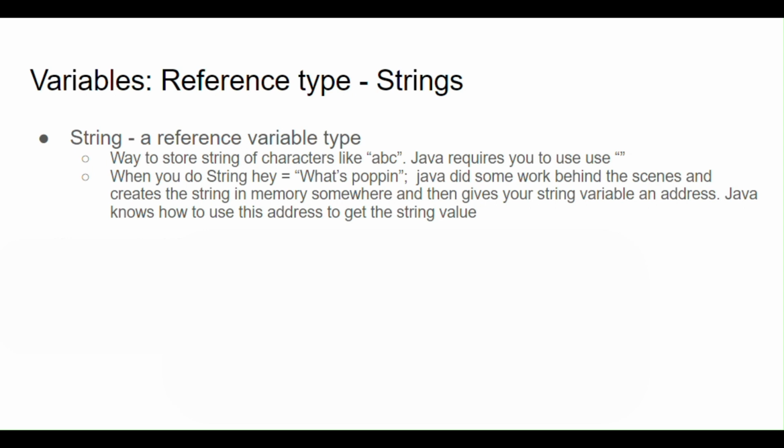And then our variable hey is going to be given the address that points to what's poppin' in memory. Us as developers, we don't have to think about what Java's doing to convert the memory address to what's poppin'. All we have to think about is that the variable hey contains what's poppin'. But just behind the scenes, we know what's happening, and understanding what's happening behind the scenes is helpful. And we're going to see an example in actual code soon.